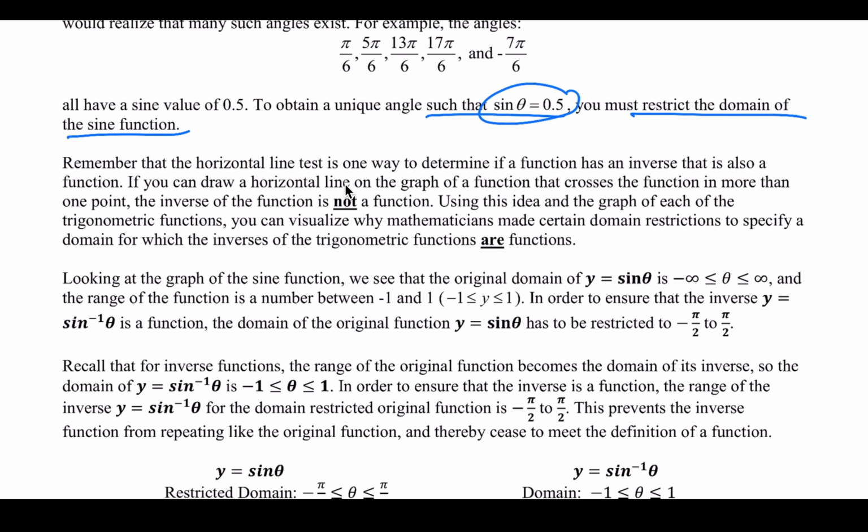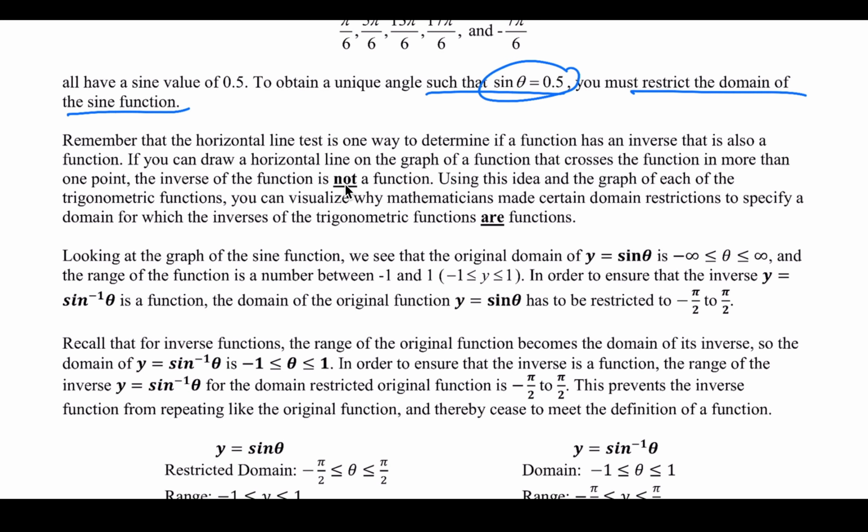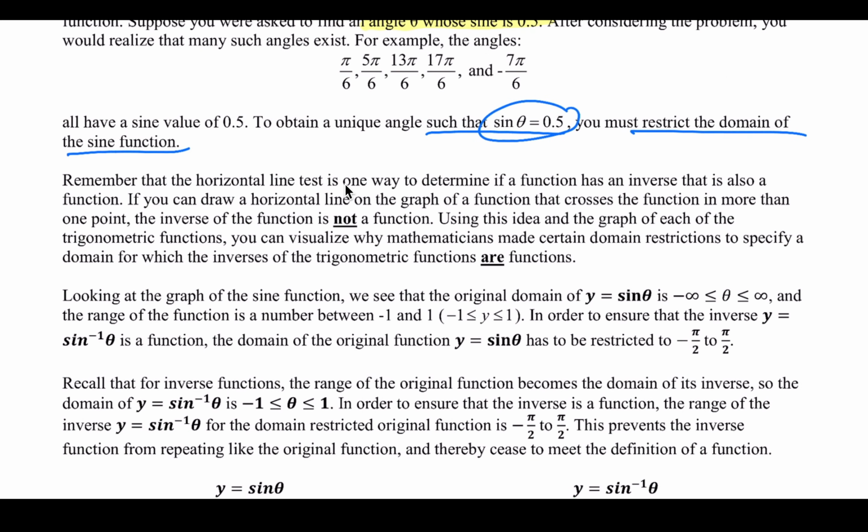It says, remember that the horizontal line test is one way to determine if a function has an inverse that is also a function. Okay, if you can draw a horizontal line on a graph of a function that crosses the function in more than one point, the inverse of the function is not a function. Okay, so this was to do with inverses and horizontal line test. And it says, using this idea and the graph of each of the trigonometric functions, you can visualize why mathematicians made certain domain restrictions to specify a domain for which the inverses of a trigonometric function are functions.